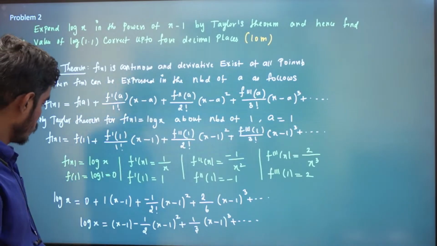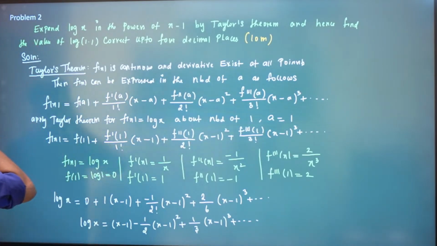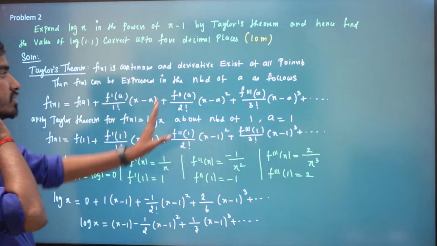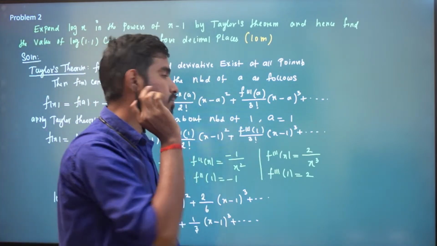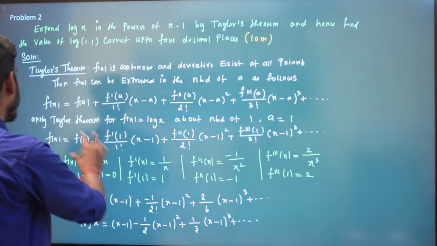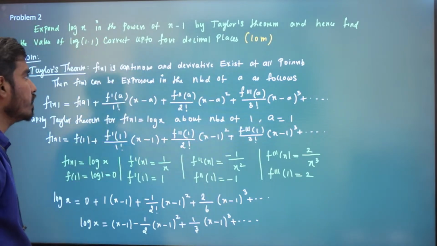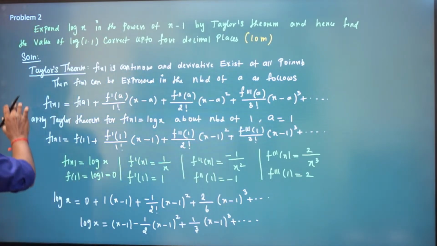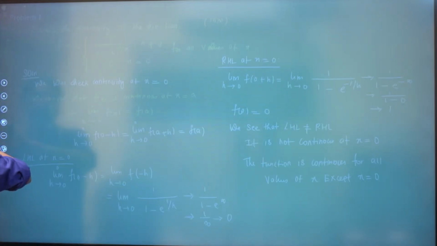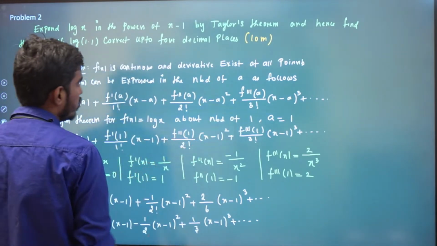Okay. So very simple, right? We have expanded just applying Taylor's theorem for log x in the neighborhood of 1. So we'll be getting log x in the powers of x minus 1. After that, you put x is equal to 1.1, you will get the value of log 1.1. So the first question is based on continuity. The second question is based on Taylor's theorem. We'll move on to the third one.